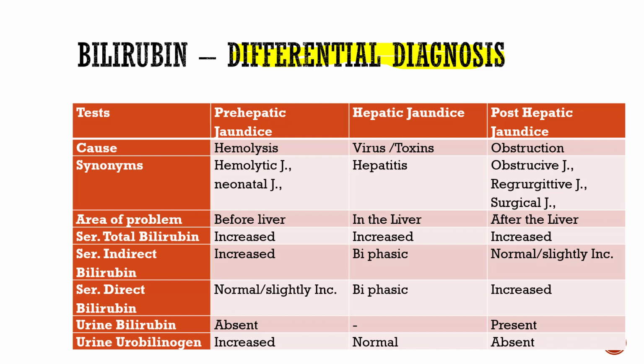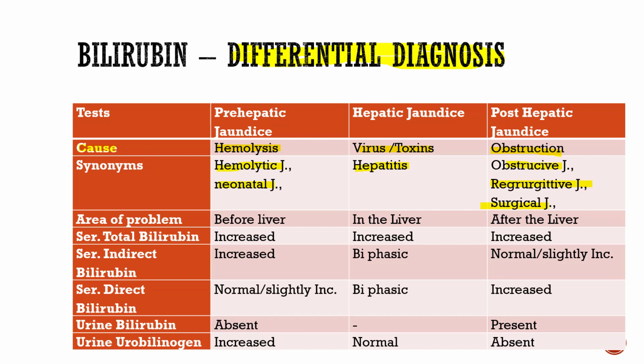First we will understand what are the causes. Hemolysis is the cause of prehepatic jaundice. Virus or toxins are the cause for hepatic jaundice. Obstruction is the cause for post-hepatic jaundice. There are other synonyms also: prehepatic jaundice is also known as hemolytic jaundice, neonatal jaundice, because usually hemolysis in neonates is one of the major conditions. Hepatic jaundice is hepatitis, that is cellular damage of the liver. Post-hepatic jaundice is also called obstructive jaundice, regurgitative jaundice, surgical jaundice.